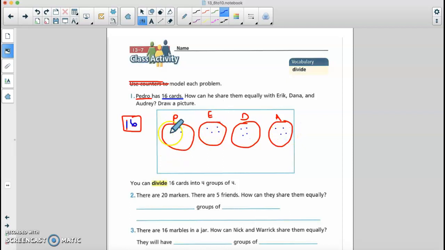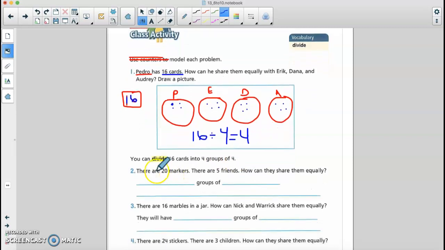Now how many did each person get? 4. So my division sentence would be 16. I had 16 to start with, remember, 16. How many groups? I had 4 groups equals, how many are in each group? 1, 2, 3, 4. 4. And it tells me the answer right here. You can divide 16 cards into 4 groups of 4. So now it's giving you a new one.